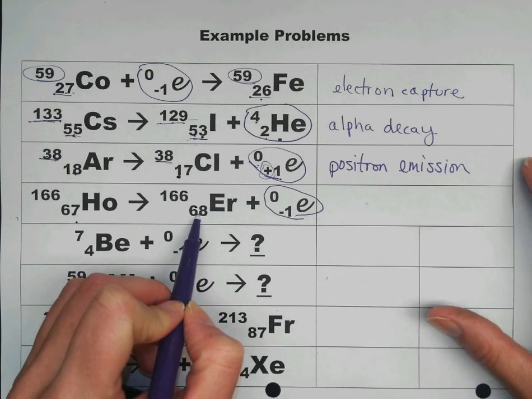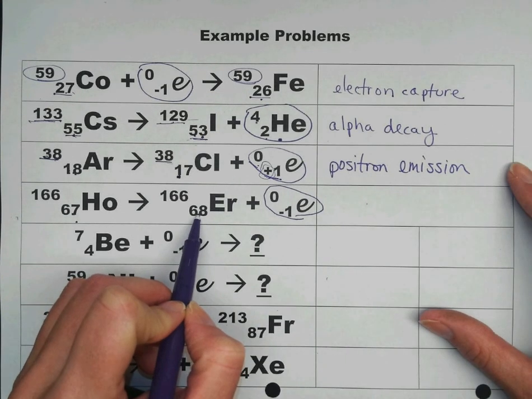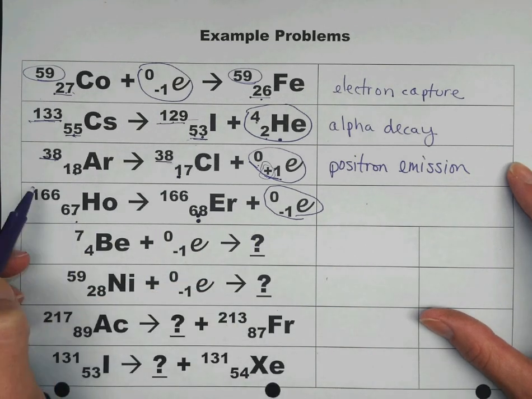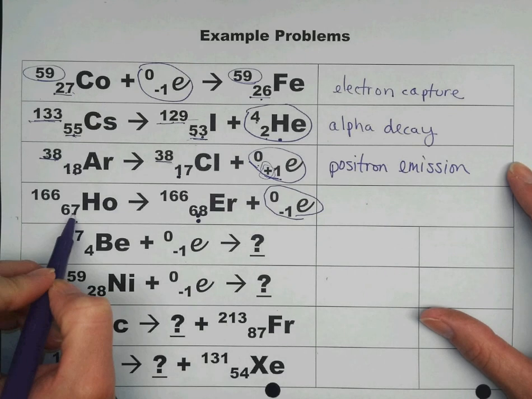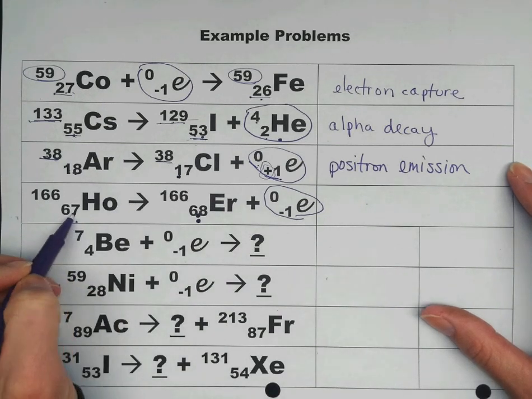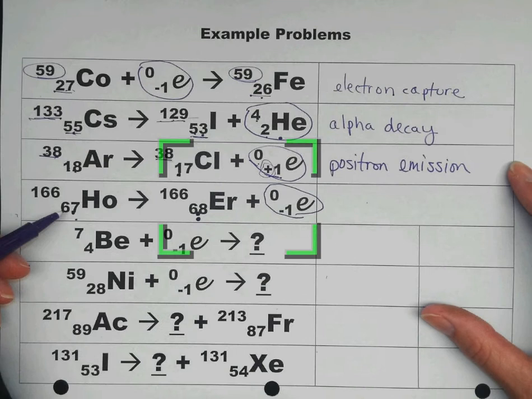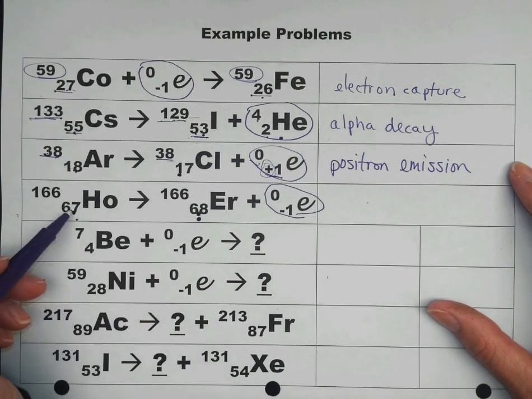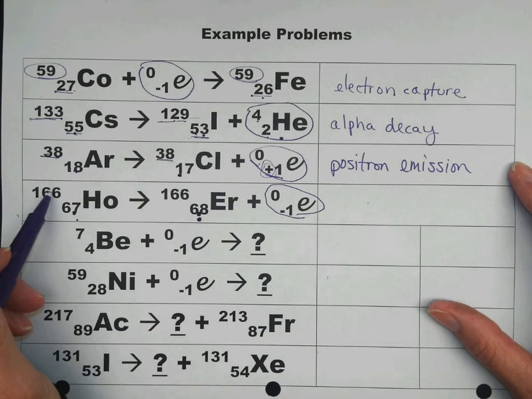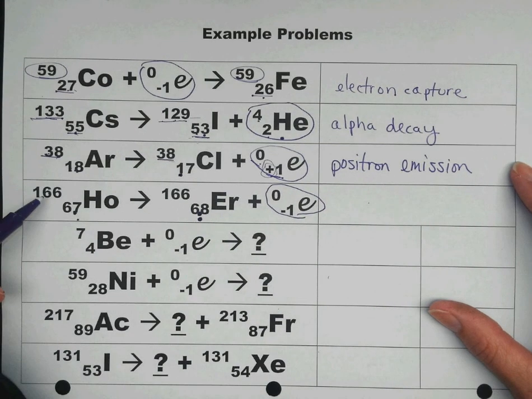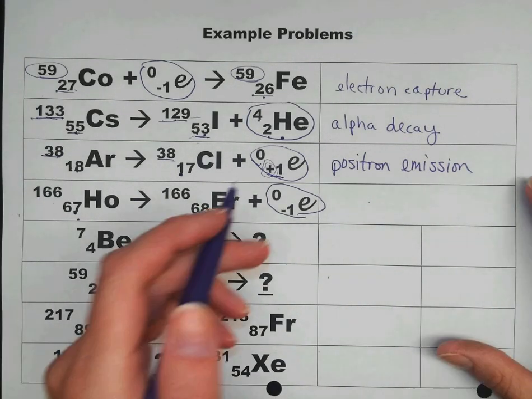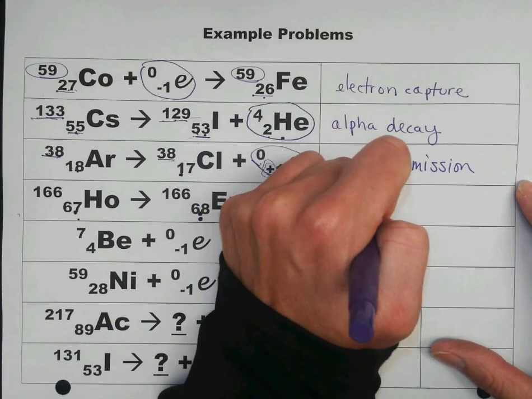Because remember, what happens is that the neutron emits the beta particle, which has that negative charge on there, and the neutron becomes a proton. So looking right here, we had 67 as our number of protons, and now we have 68 as the number of protons. So our proton number went up. The mass number remains the same because we're just switching the neutron to a proton. That's it. Okay. So this one would be our beta decay.